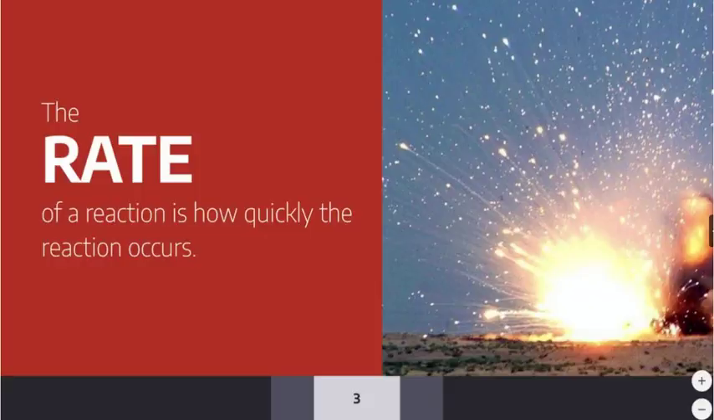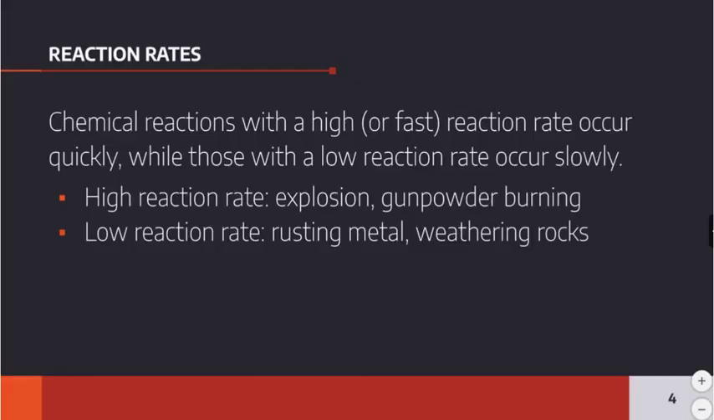And we could sort of say that chemical reactions that have a high reaction rate, or you could say a fast reaction rate, are ones that happen really quickly. Those with a low reaction rate are chemical reactions that happen slowly. So examples of reactions with high reaction rates: explosions. If I have a chunk of explosive and I light it on fire, that reaction takes sometimes just fractions of a second to be completely done. Gunpowder burning can be another very high reaction rate.